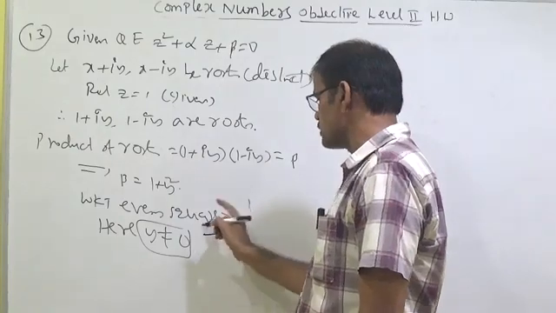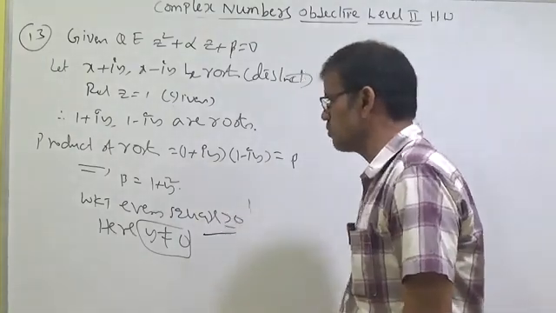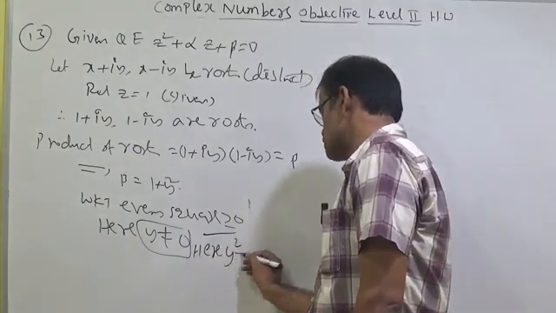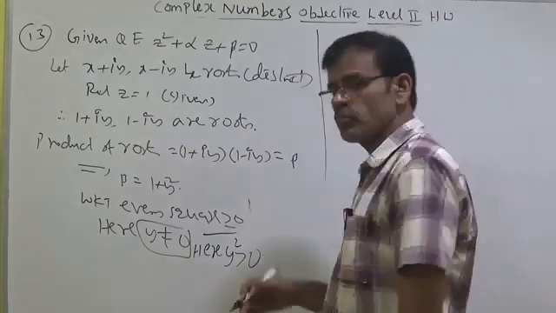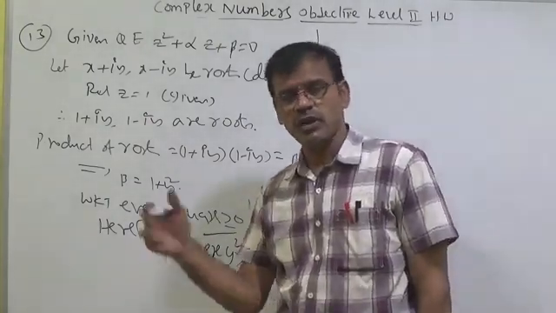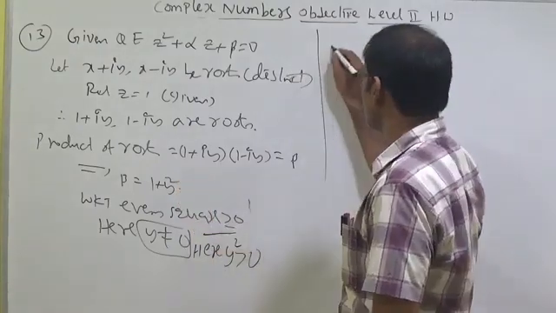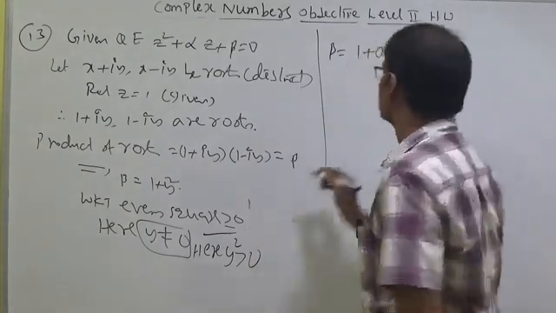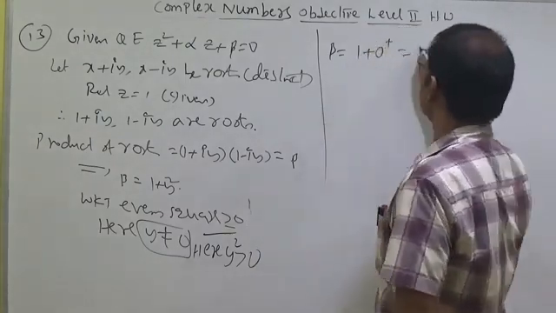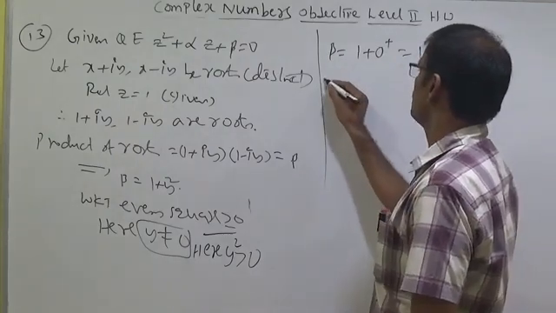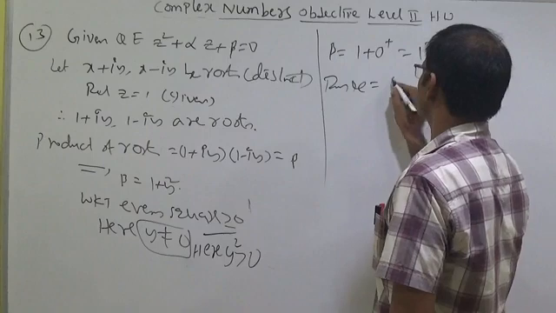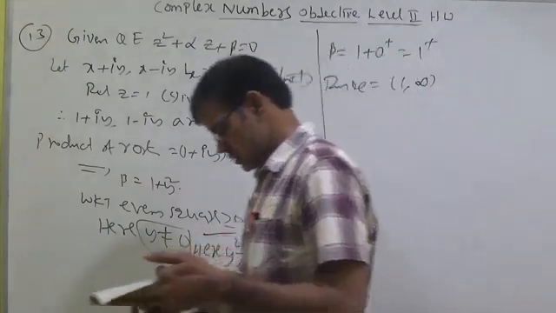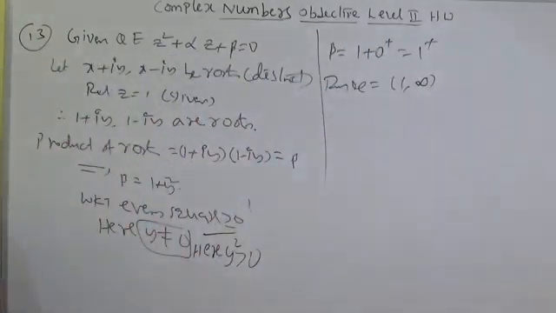Every square is greater than or equal to 0, but here y is simply greater than 0, meaning y square is greater than 0. So it may be 0.1 or 0.01 or 0.001, like this. So beta is equal to 1 plus a positive value. The range is the open interval 1 to infinity, 1 comma infinity. First option.